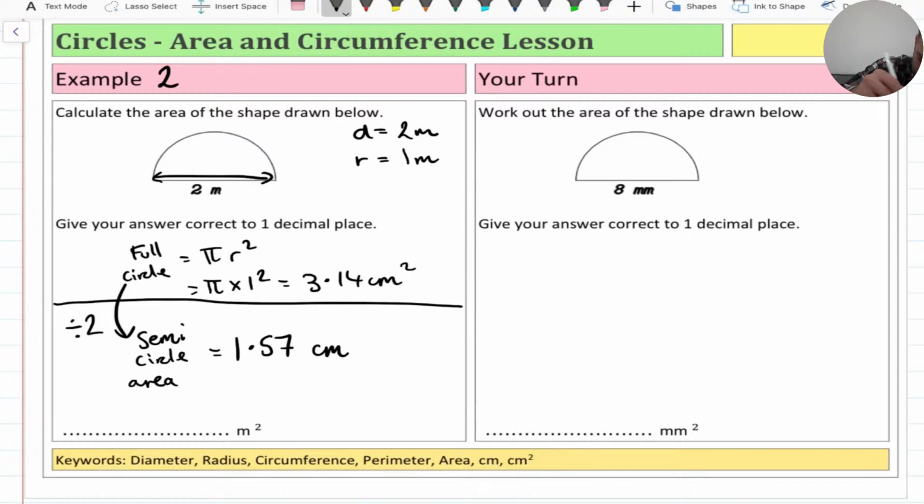Ooh, what a mistake have I made there? It says it wants it to 1 decimal place, so that's going to be 1.6. And that's meters squared. I nearly put centimeters. I did put centimeters here. Be careful with that. You'll lose marks for that. So there we go, 1.6 meters squared. Nice and easy. Get that one down in your notes, and then once you've done that, have a go at the one on the right.